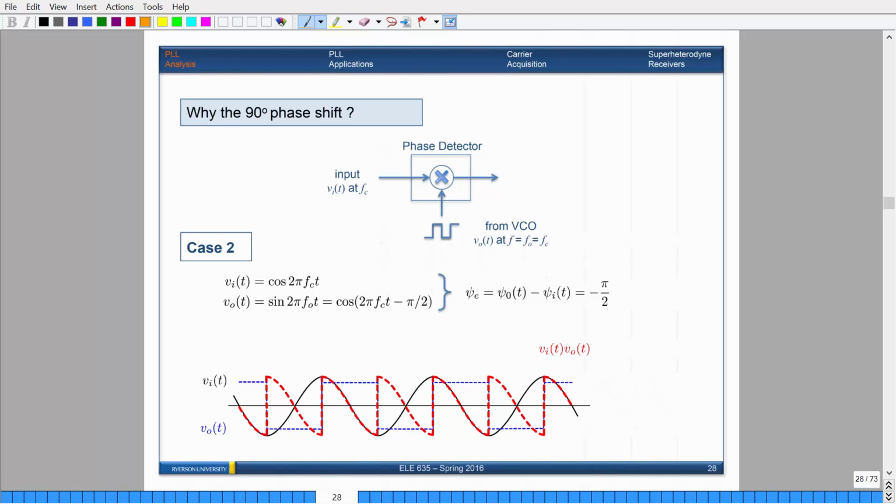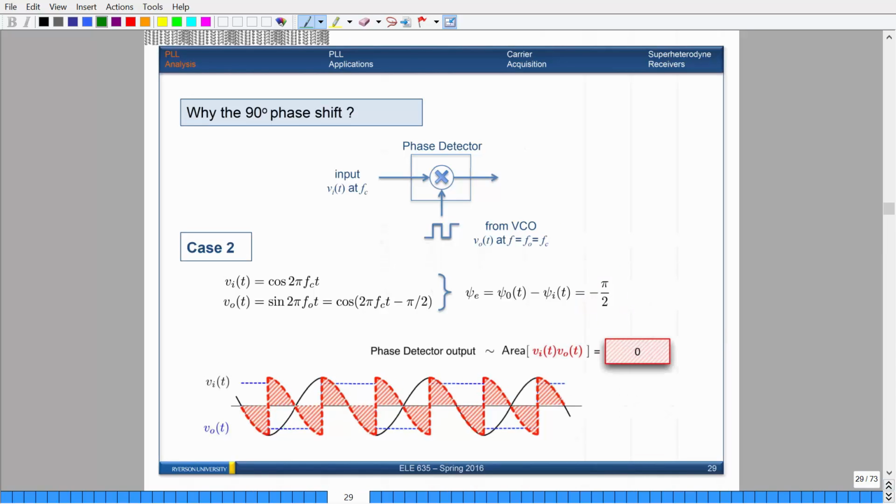When you add up all the areas, you'll have this area and this area, they cancel. This area and this area, they cancel, and this keeps going. This is the reason why you need a phase shift of pi over 2. You want to make it so that when the two inputs coming in match your frequency, the error signal is 0. So when you phase shift by pi over 2 and find the areas that are bounded, all these areas cancel, and you finally get the output to be 0. That's the reason why you need a 90-degree phase shift.